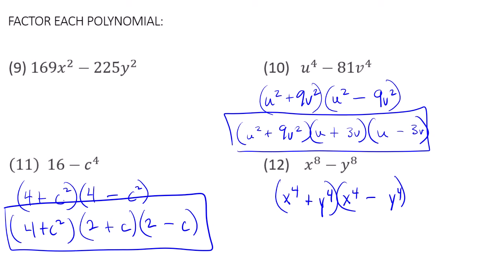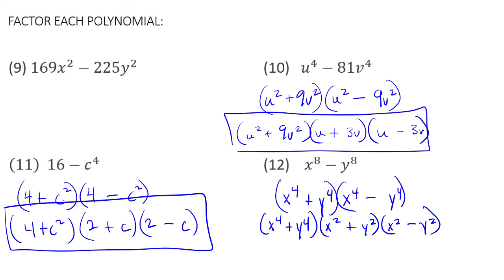Okay, but one of these can be factored more, right? That's a difference of 2 squares again. So I'm going to bring the x to the 4th plus y to the 4th. But now I'm going to open up parentheses for the second one here. So now the square root of x to the 4th is x squared. So I'm going to put that in the first spot. Square root of y to the 4th is y squared. And then we have a plus and a minus.